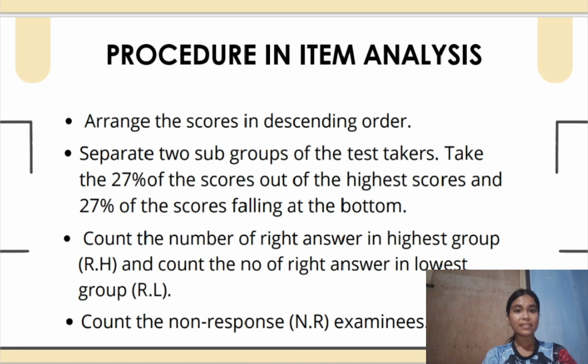And last is count the non-response, or NR, examinees. Record how many students left an item blank. This could mean the question was confusing or too hard. For example, if 8 students skip item number 5, the question may need to be reviewed.